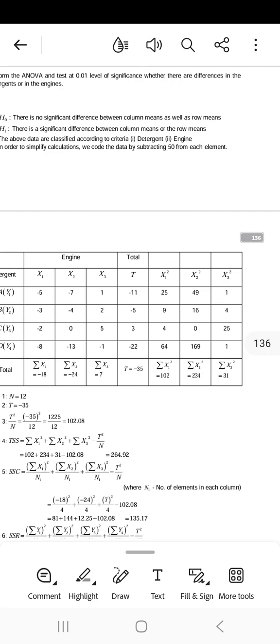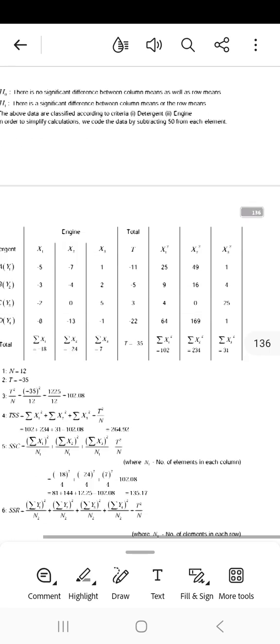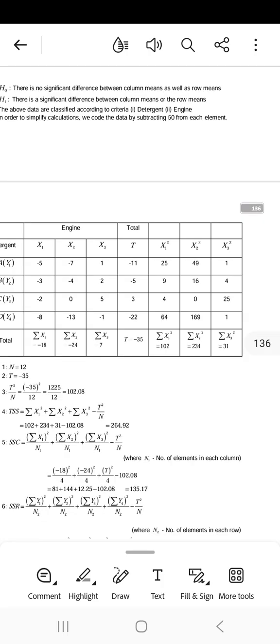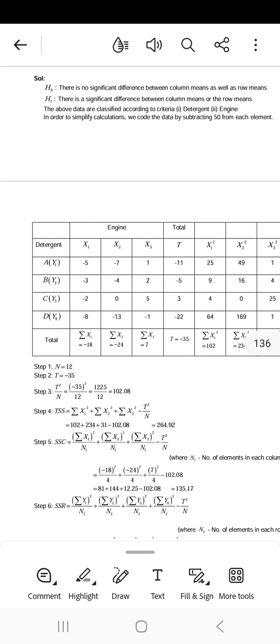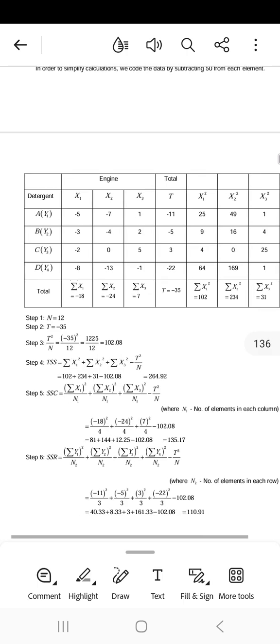Next, let us take the square values, X1 square, X2 square, X3 square. We get minus 5 whole square is 25, minus 7 whole square is 49, 1 square is 1. In a similar manner, we take the other square values and then take the summations: summation X1 square, summation X2 square, summation X3 square. We get summation X1 square equal to 102, summation X2 square equal to 234, summation X3 square equal to 31. These values are used in the ANOVA table.